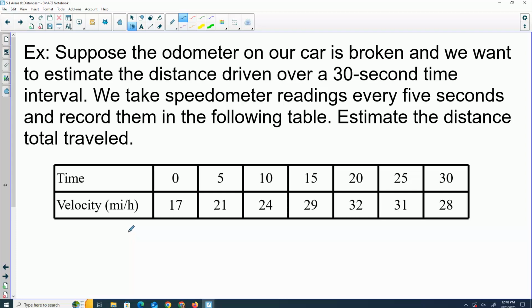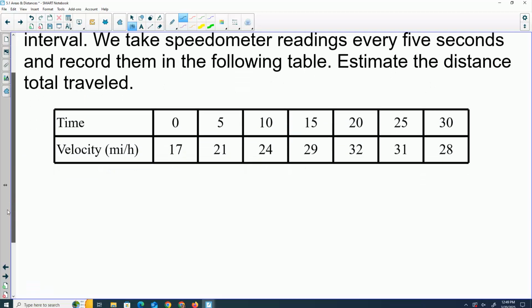Okay, this formula. So distance is just rate times time, right? Yeah. Okay, but am I traveling a consistent speed? No. So I can't just say I'm going to take a flat rate times my 30 seconds. So what we're going to do is calculate our over and under estimates.